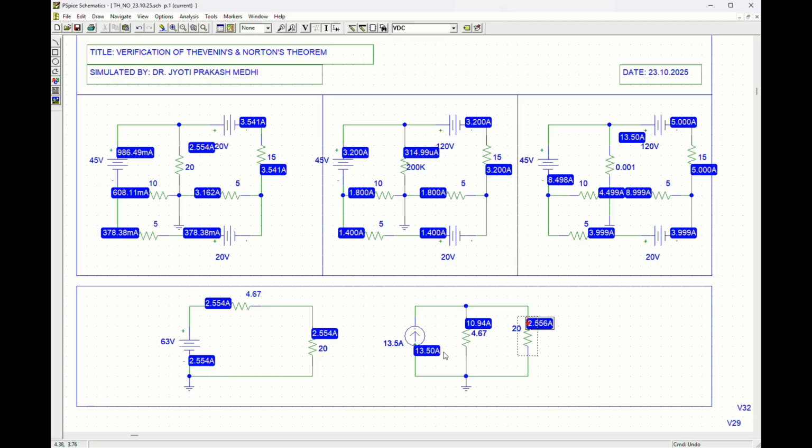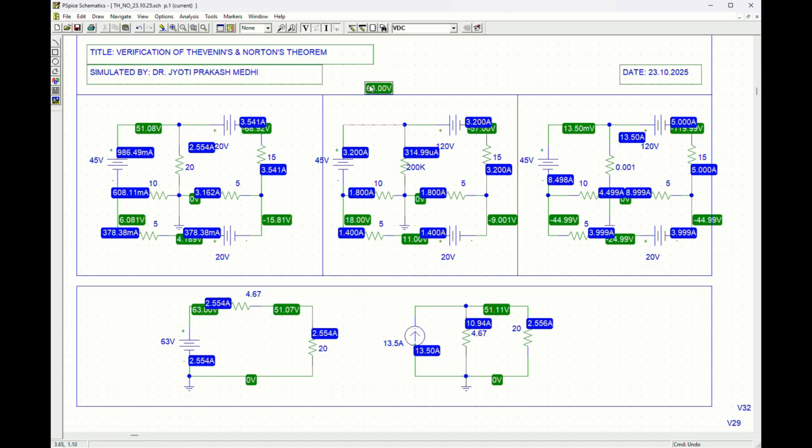So the logic is, whenever we have to determine VTH, we increase the resistance value to a very high value instead of eliminating it, which is similar to an open circuit path. And for determining ISC, instead of putting a short circuit, we decrease the resistance to a very low value, which can also be considered a short circuit. So we obtain the value of ISC, and in the previous one we obtained the value of VTH, right?